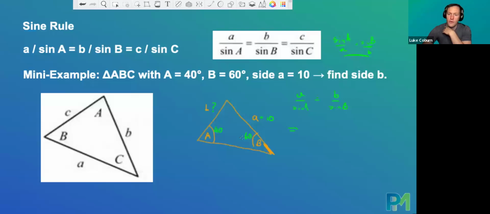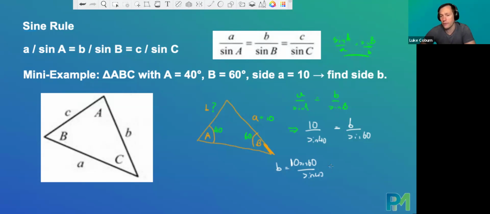Now I'm going to fill in a over sine A. 10 over sine of 40 is equal to b over sine of 60. And then we're going to say 10 times sine 60 over sine 40, that's equal to b. I usually just leave it here. We're now definitely at the 7 out of 10 level.